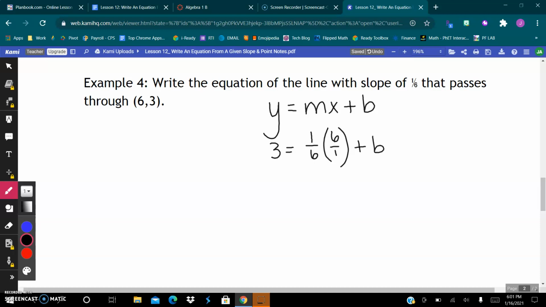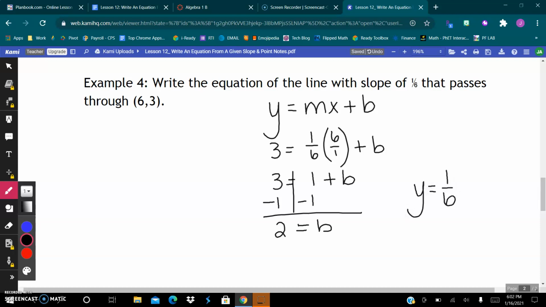And then we have to multiply. So 1 times 6 at the top would give us 6, and 6 times 1 at the bottom would give us 6. We'd have 6 over 6, and that would be 1. And then our one-step equation, that's positive 1, so we're going to subtract 1. 3 minus 1 is 2, equals b. So y equals 1/6 x, and b is positive 2, so plus 2.